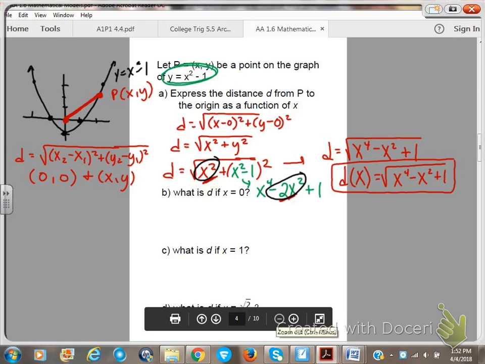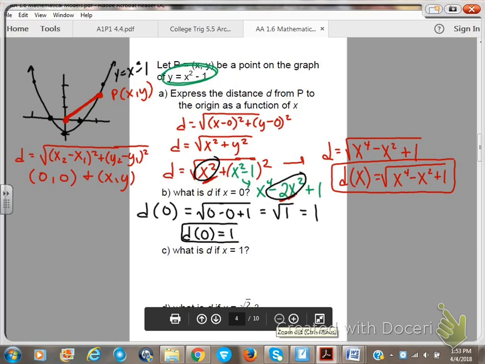Now on part B, it's asking what is d if x equals 0. So that's asking for d of 0. So you take the function we just came up with, and you plug in 0 for all of your x's. So, Cody, if you plug in 0 and take it to the 4th power, what does that give you? And if you take it squared, what does that give you? And then there's that 1. Okay. So underneath, what's the square root of 1? There you go. So how would you answer it? D of 0 equals 1? Good. D of 0 equals 1.